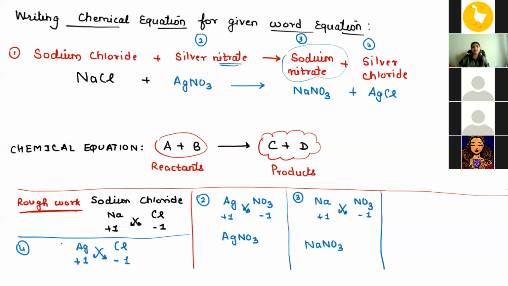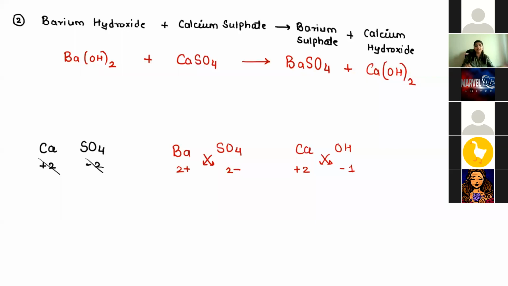So please copy down this equation. Copy down everything till here. Rough work, no need. If you want, you can write the rough work. Otherwise, it's not required. This is something which is writing chemical equation.